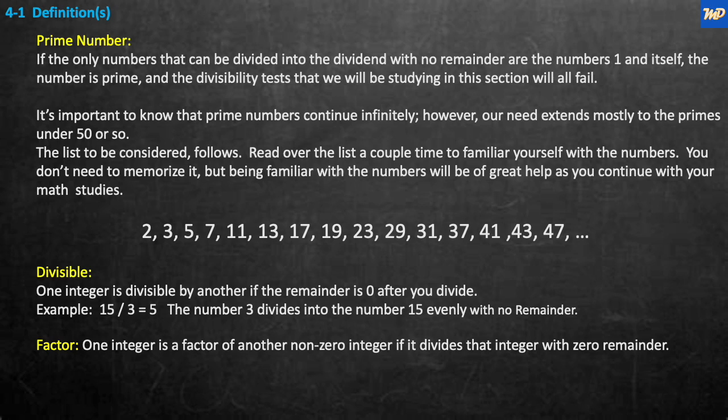2, 3, 5, 7, 11, 13, 17, 19, 23, 29, 31, 37, 41, 43, and 47. We'll stop there. It's quite the list, but it goes on, like we said, forever. Let's do it again. 2, 3, 5, 7, 11, 13, 17, 19, 23, 29, 31, 37, 41, 43, and 47.